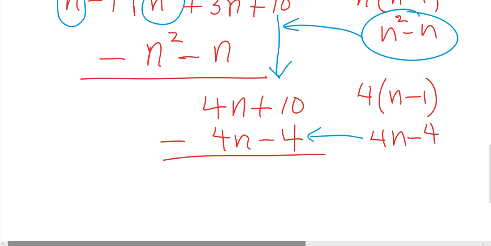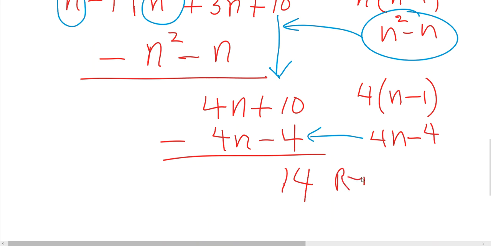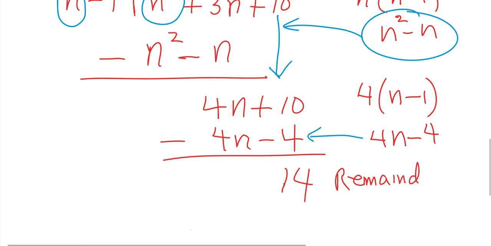10 minus a minus 4. I forgot to put my subtract sign. 10 minus minus 4 is 14, like so. So that's the remainder.